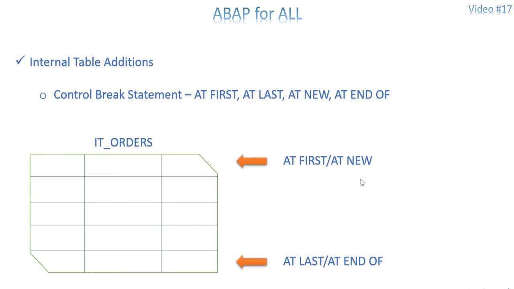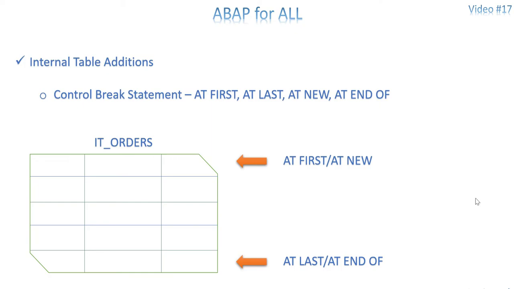Suppose I want to say, whenever a new material comes inside the loop, then trigger this block. Same for at end of also. Whenever there is a change in the particular field value, then trigger this. So that is the difference between at first and at new, at end and at last. Both work the same, but at first executes only once, whereas at new executes whenever a new value comes into the particular field.